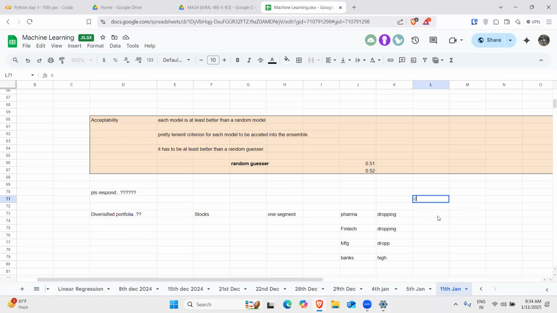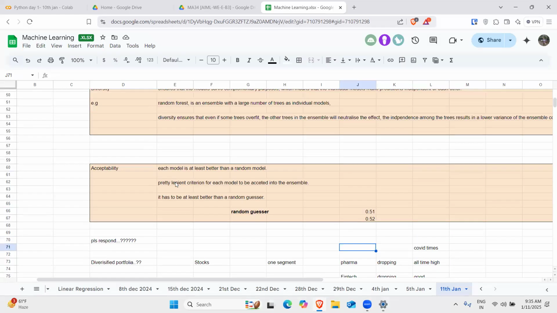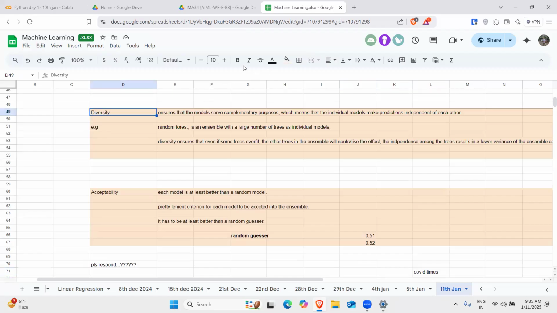Let's say COVID times, right? In COVID times, all the sectors were at an all-time low, but the pharmaceutical sector was at an all-time high, right? Fintech was also performing well, but very low and very poor, for example. So the idea here is to have a diversified portfolio to reduce the chance of your losses, right? So that is how diversity works. I hope this is clear now. We'll go to the next part.